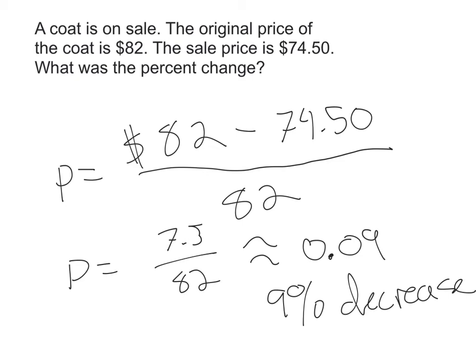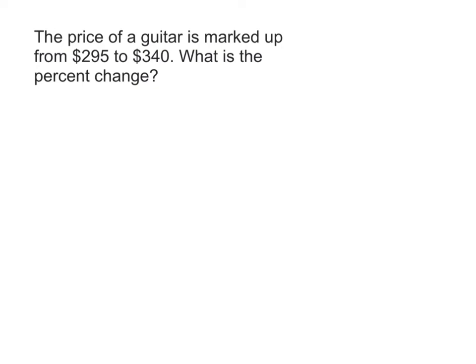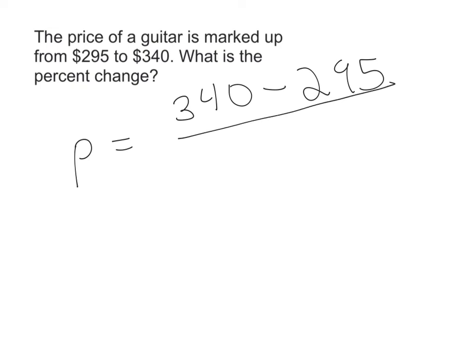we got about 9%. Here's the same type of problem again, but just notice this time we're talking about a percent increase rather than a decrease. So we use our same equation. The percent of change is going to be equal to the new amount in this case, because again I just want a positive number up here, minus the original amount divided by the original amount.